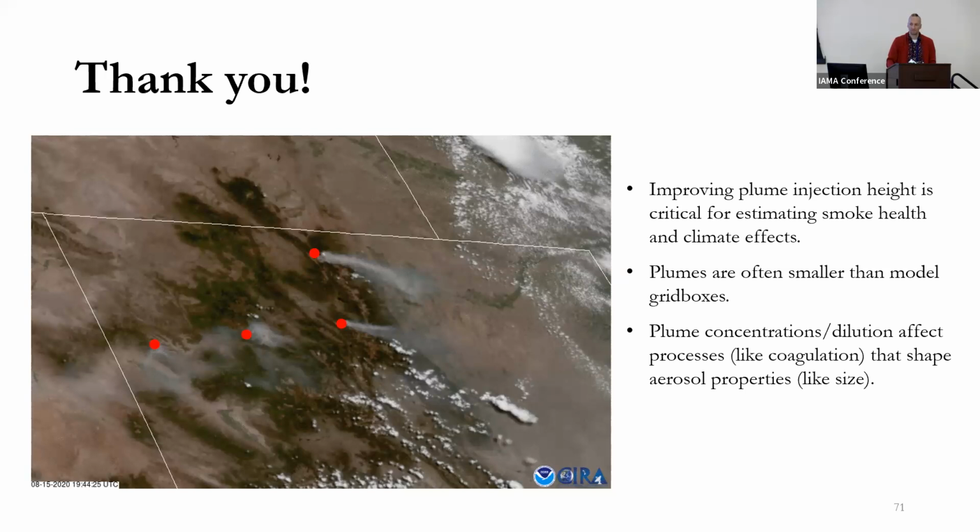Other questions? I have one more. One question that came to mind is also when you showed the direct radiative effects, thinking about smoke above clouds versus below, how much do you think is the impact of black carbon versus, let's say, organic aerosol in these plumes and on the direct effect?